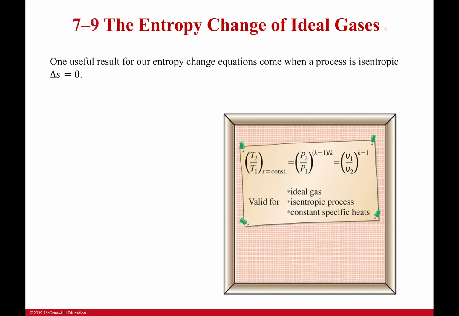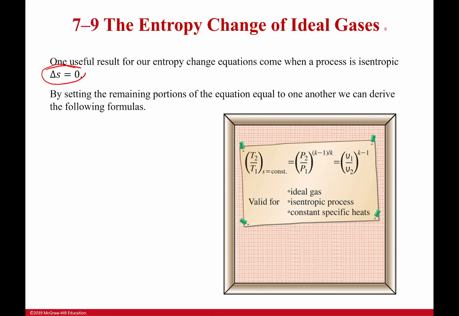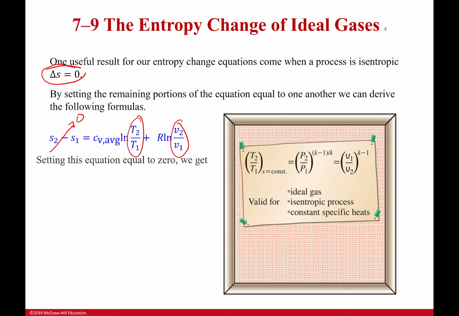Now, one special case for these relations we just developed is what if you have an isentropic process, or when my entropy change is zero? What can I do then? Well, a great thing is that if my entropy change is zero, I know this term right here is zero, and that gives me a relationship between my temperatures and my specific volumes, or my temperatures and my pressures.